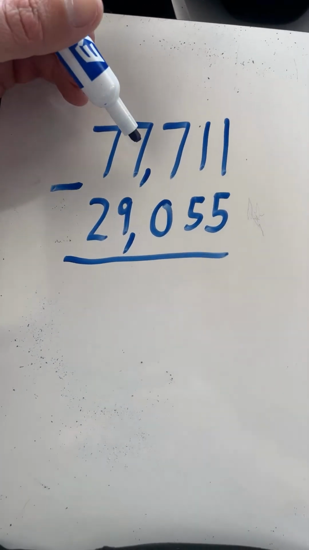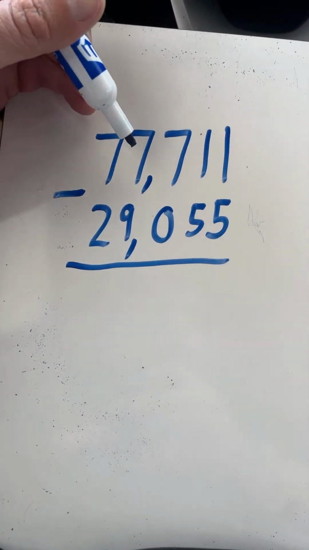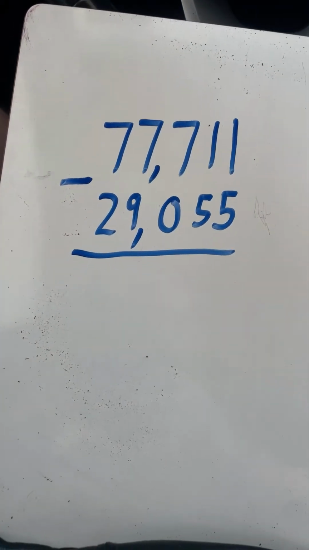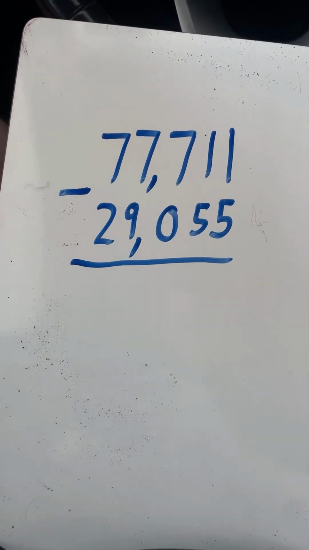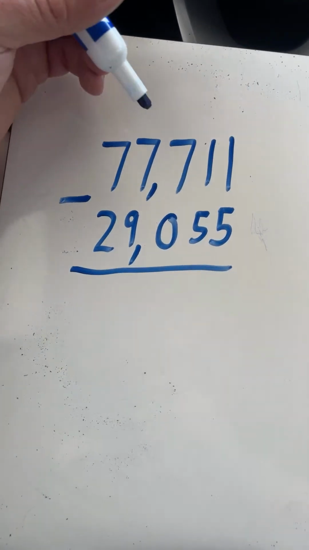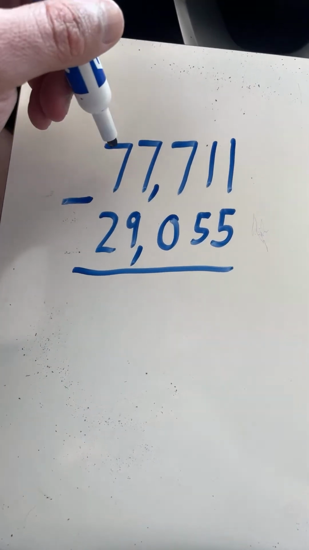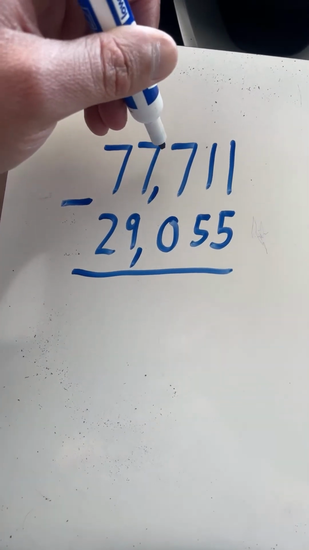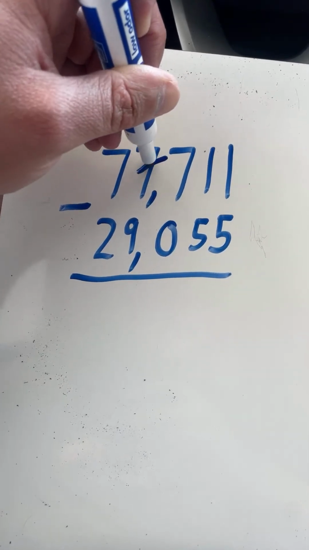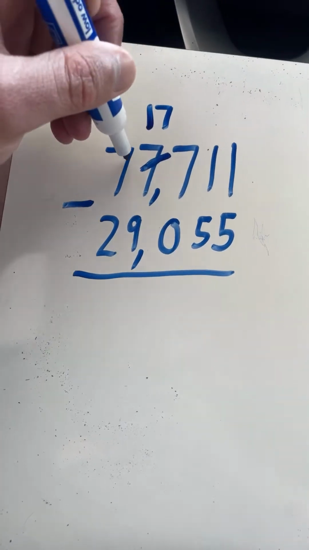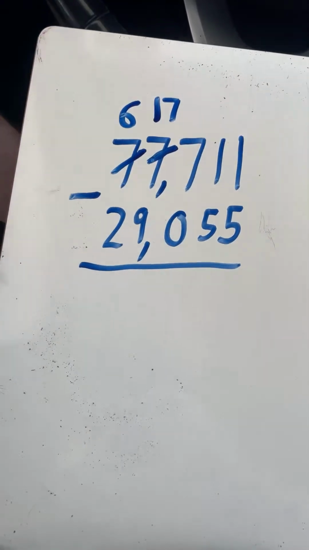So for this problem, we will need to regroup in the thousands place, the tens place, and the ones place. We regroup whenever there is a bottom digit that is bigger than the top digit. So in the thousands place, you can't start out with 7 and take away 9, so we have to take a 10 in the 10,000s place. So the 7 is going to become a 17, and then the 7 is going to become a 6.